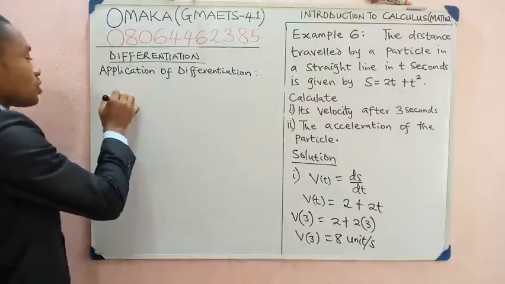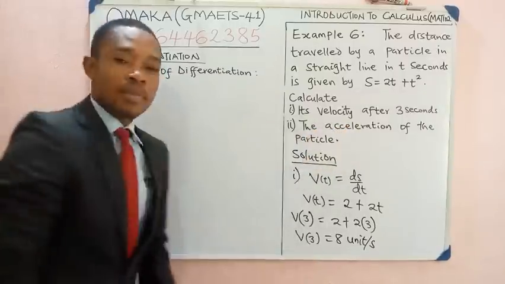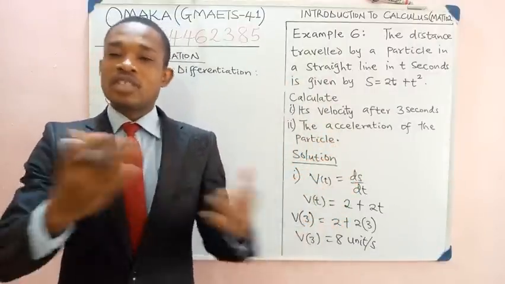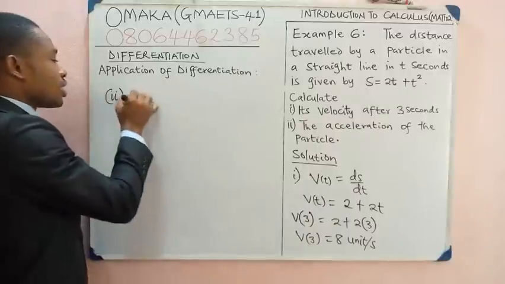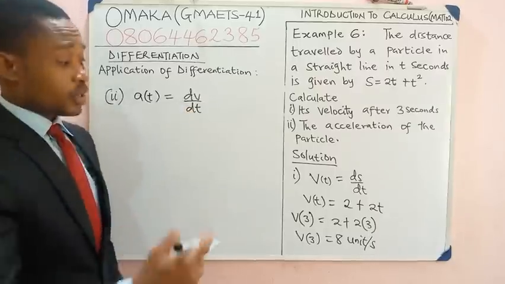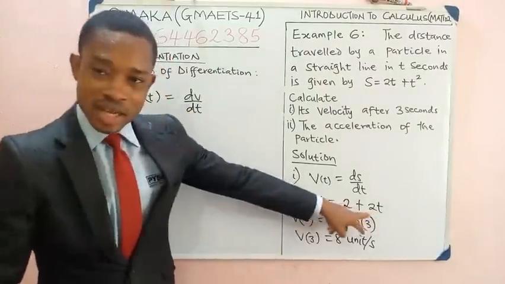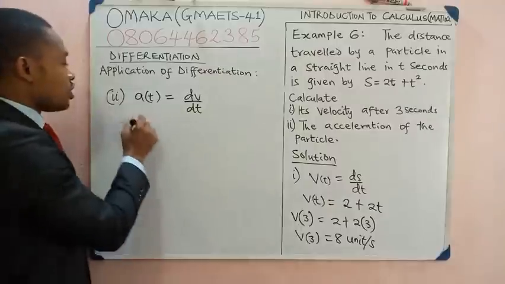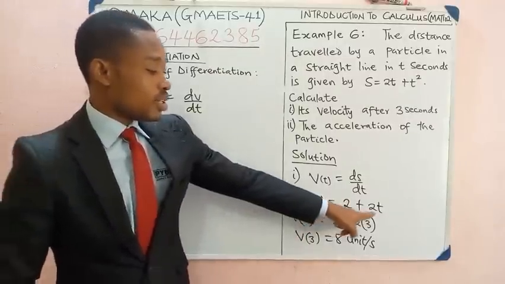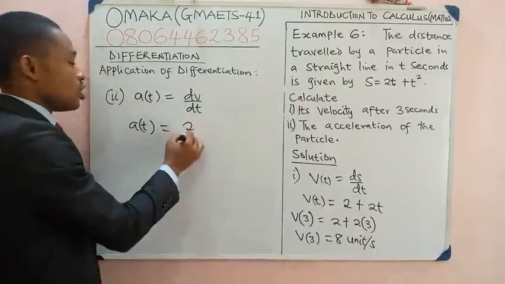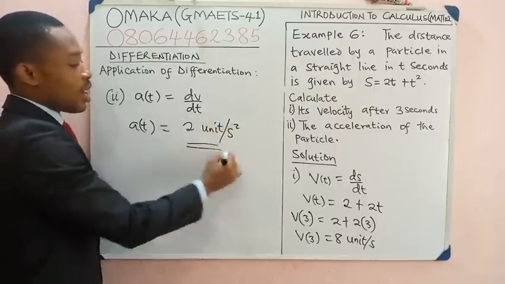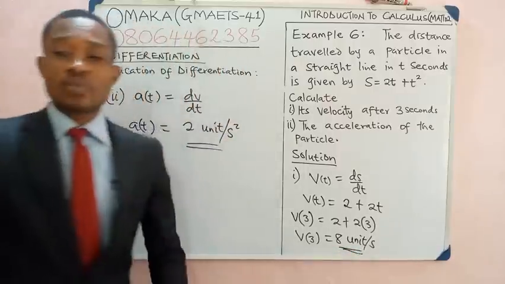Alright, we move on to the second part of the question, (ii). We are to obtain the acceleration. Remember, acceleration is the second derivative of what? Position. Or the first derivative of velocity. So we're going to use acceleration as a function of time equal to dv/dt, differentiating velocity with respect to time. This is the velocity function we obtained, is that not so? 2 plus 2t. So we're going to differentiate it to get our acceleration. If you differentiate 2, you get 0. Differentiate 2t, you're going to get what? 2. So the acceleration is 2 units per square second. And this is the solution to our problem.